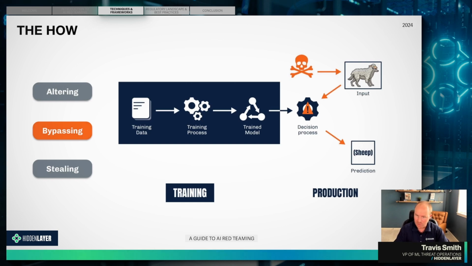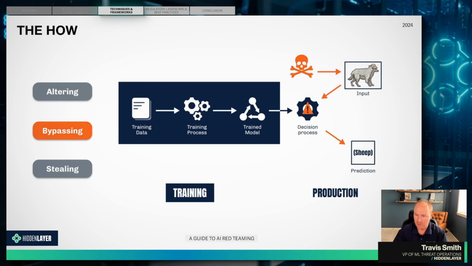There's also bypassing the model, and this is what we call an inference style attack, where you don't actually need access to the model itself. You don't need any classified information or level of access within the organization to run this type of attack. All you need is access to that decision process itself, whether that's an API, a website, a credit card terminal, or a kiosk. All of those are fed or powered by machine learning models on the back end.